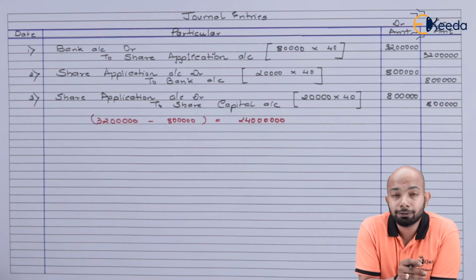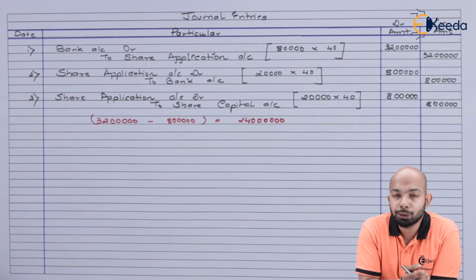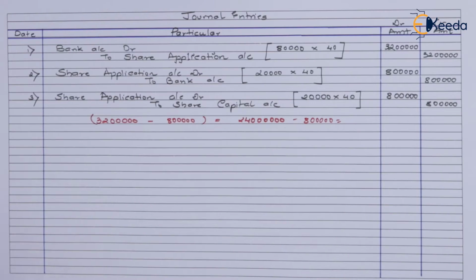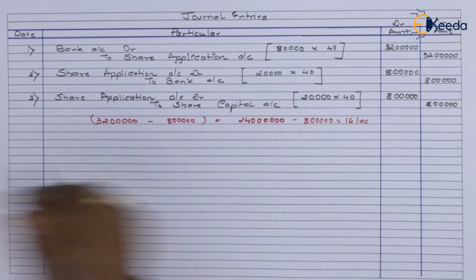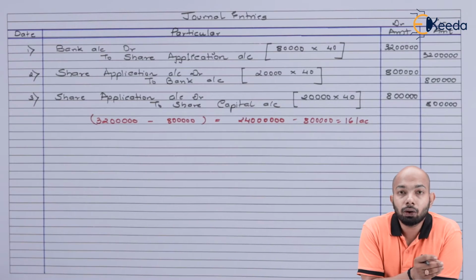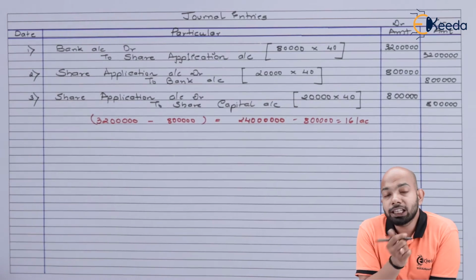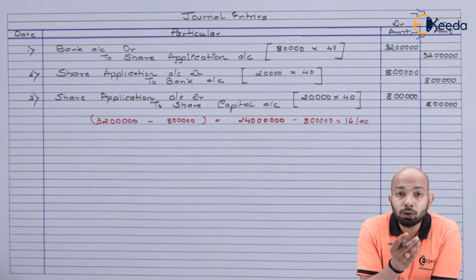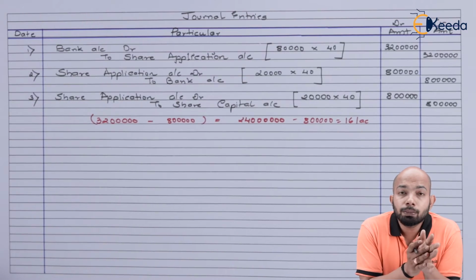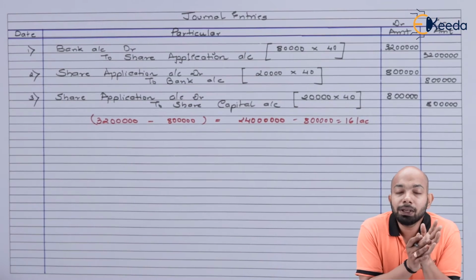Whatever balance is left with us will be completely adjusted when it comes to allotment money due. So in total, we have 16 lakh in addition that we can adjust in allotment. It completely depends on how much you're supposed to receive in allotment. If you're supposed to receive anything more than 16 lakh in allotment, then this 16 lakh will be adjusted.